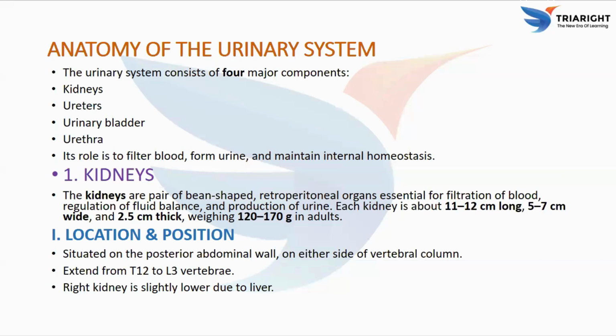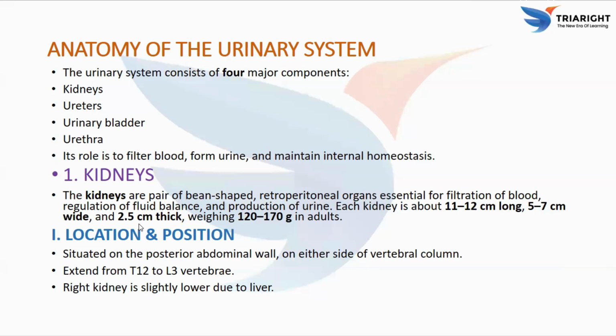So what is the size of kidneys? In adults, the length is 11 to 12 centimeters long, width is 5 to 7 centimeters wide, thickness is 2.5 centimeters thick, and it weighs around 120 to 170 grams in adults. You can compare their size to a bar of soap for easy understanding. So what is the function of kidneys? They are responsible for filtration of blood, maintaining water and electrolyte balance, removing waste and regulating the blood pressure, and also producing hormones like EPO and calcitriol.